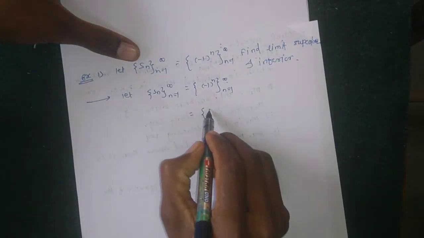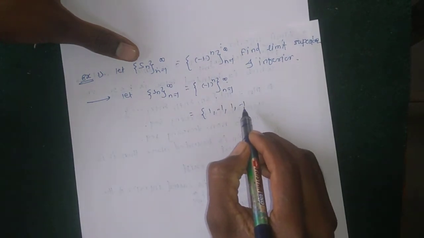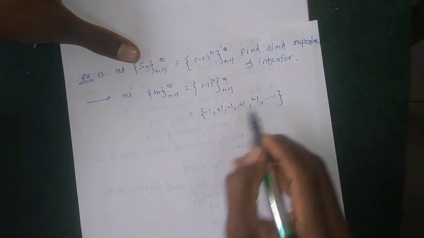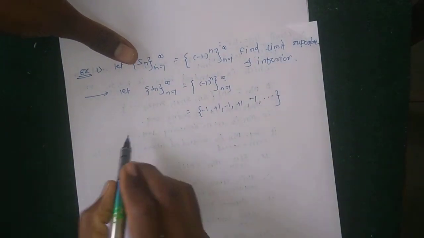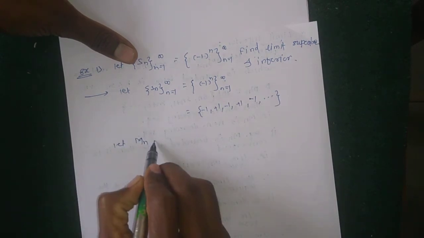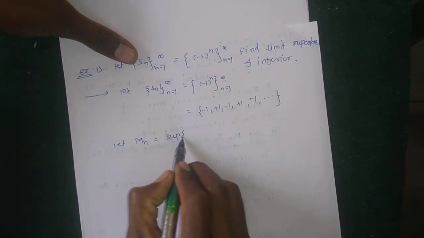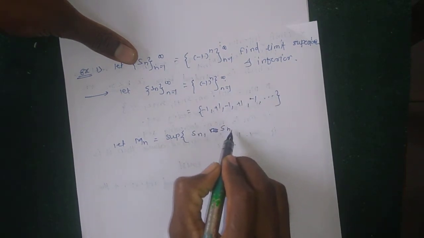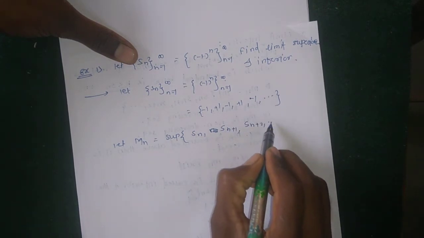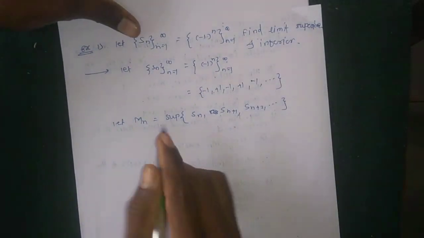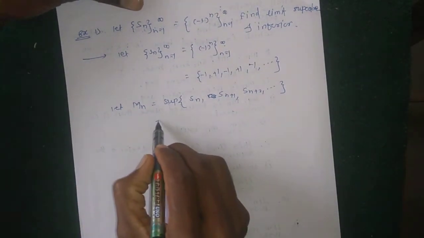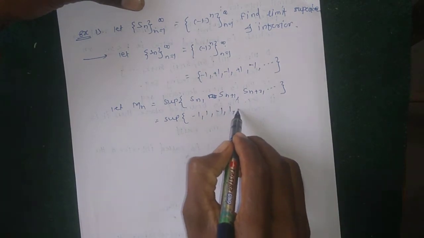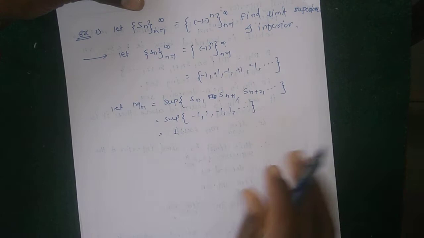Therefore Sn contains the elements -1, 1, -1, 1, -1, 1, and so on. Okay, therefore the limit superior: Mn is equal to the supremum of Sn+1, Sn+2, and so on. The supremum of -1, 1, -1, 1 and so on must be 1.